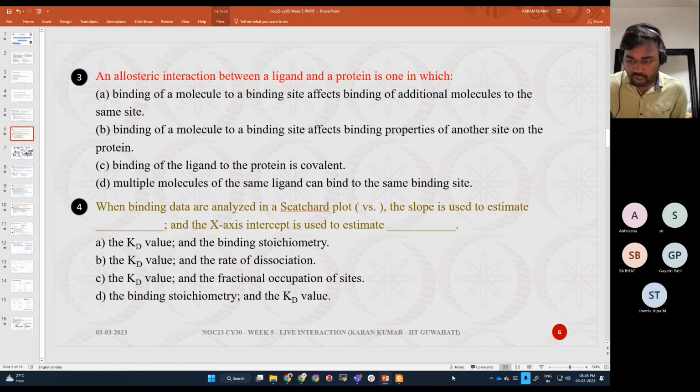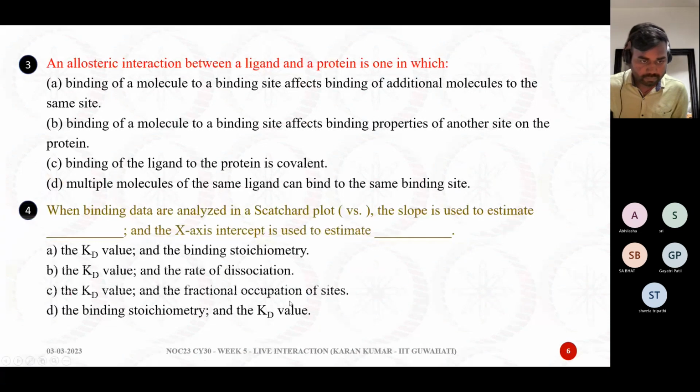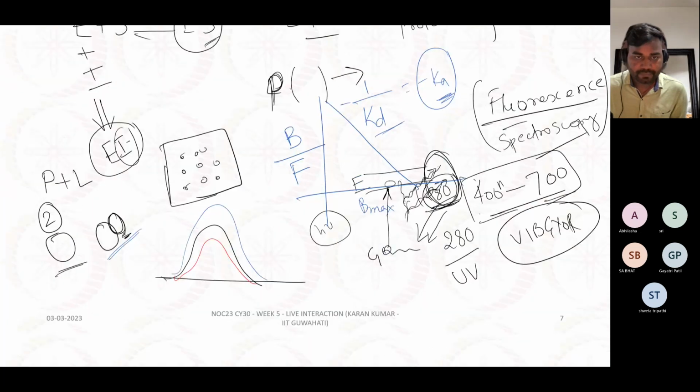So the correct answer here was option A, which is that the slope will give you the KD, and the x-axis intercept will give you the binding stoichiometry of that particular protein. This is how you also analyze how many oxygen molecules are bound to hemoglobin, and similar techniques. So the scatter plot is used for identifying protein-ligand interaction.